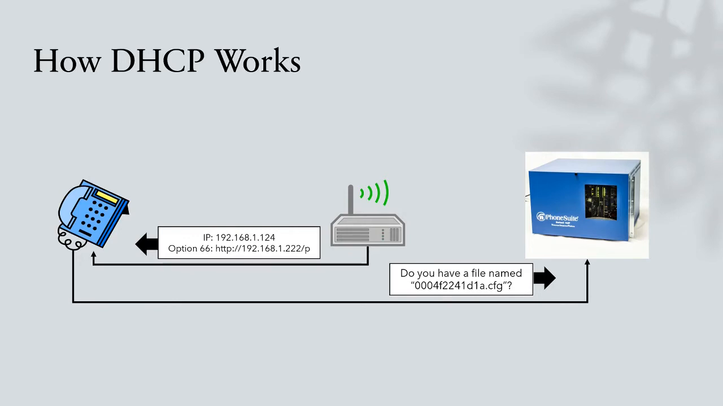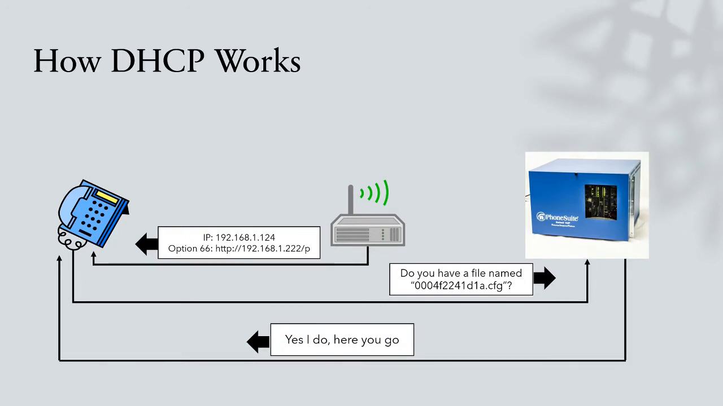The config file is usually a MAC address.config, but can vary depending on manufacturer. It can include a model number or some other details. Voiceware, having that file, will then say, sure, here's your file, and that file contains all of the information the phone needs to config. For example, the username, the password, etc.